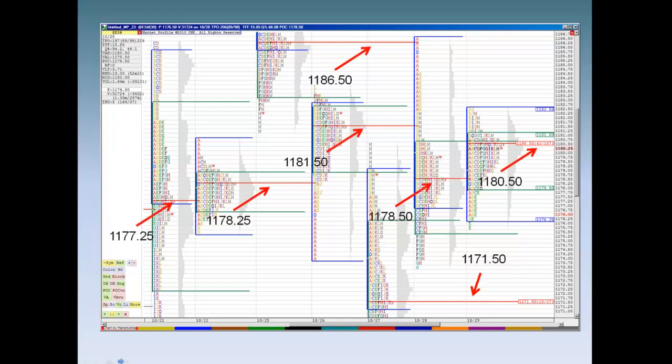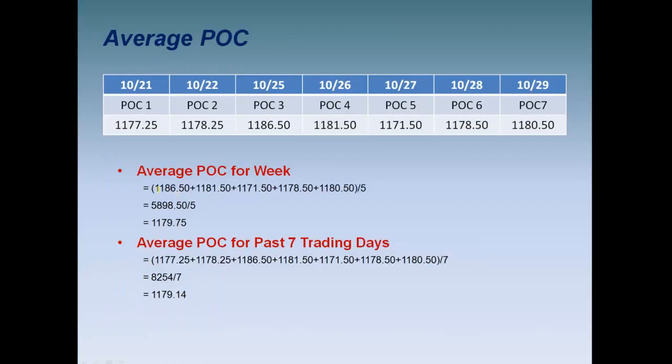Let's identify all of the POCs, and all of you now, this should be a piece of cake for you. We identify the value of all of these POCs for the past 7 days, and now we are going to calculate the average for these POCs, and simply that means add up all of the points of control and divide by 5. We're going to look at just 5 of them for 1 week, and we come up with the average POC, and then the average for 7 days, and we will find that they're both fairly close. So now we have an average POC for the past trading period.